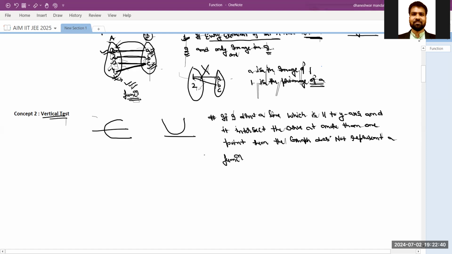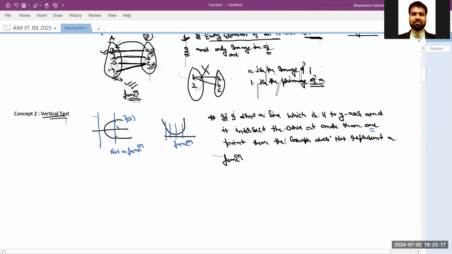See, what is the definition? If we draw any vertical line, and a vertical line is nothing but a line which is parallel to the y-axis. So if I draw a vertical line and it intersects the curve at more than one point, then this is not a function. Why is this not a function? And this is a function. Okay, why is this a function? If I draw any vertical line, then it intersects the curve at one point. But here, in the first case, we have 2 points.